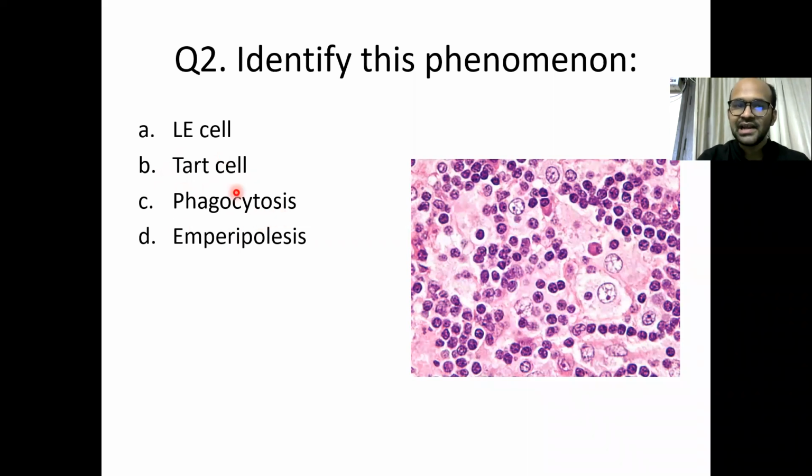What is a TART cell? A TART cell is a monocyte ingesting a non-lysed nucleus. And in an LE cell, a monocyte or macrophage is ingesting denatured nuclear material of another cell. So in an LE cell, we have the denatured nuclear material inside a monocyte or macrophage. So this is important.